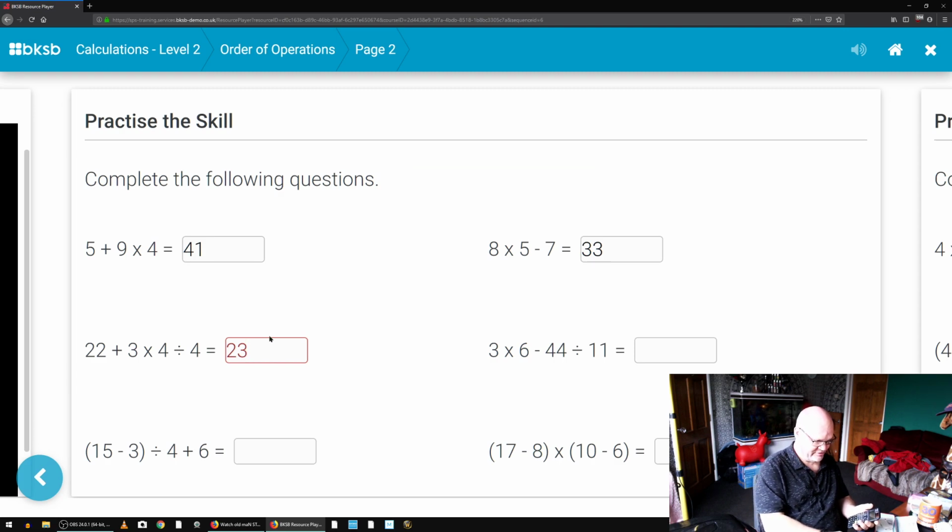Let's do this right. 22 plus 3 times 4 divided by 4. So we're definitely doing the brackets. 4 divided by 4 is 1. 3 times 1 is 1. No, 1 times 3 is 3. Plus 22 is 25. Okay, that's where I went wrong. It would have been annoying getting that wrong just because I didn't do my maths correctly. So I've got to be really careful with typing stuff in correctly.